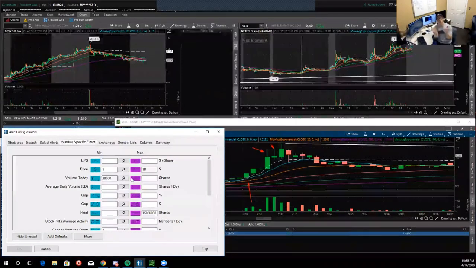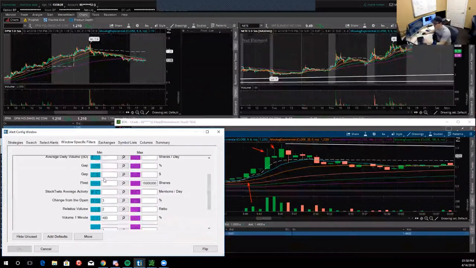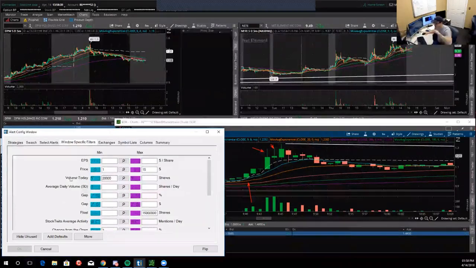So we scan low and we look for a volume spike, right? So here we go. We have our volume today, 20,000. So we keep it low because most of the penny stocks will start off with low volume and then they'll start picking up. But we want to know before they start picking up, so we set the volume lower.